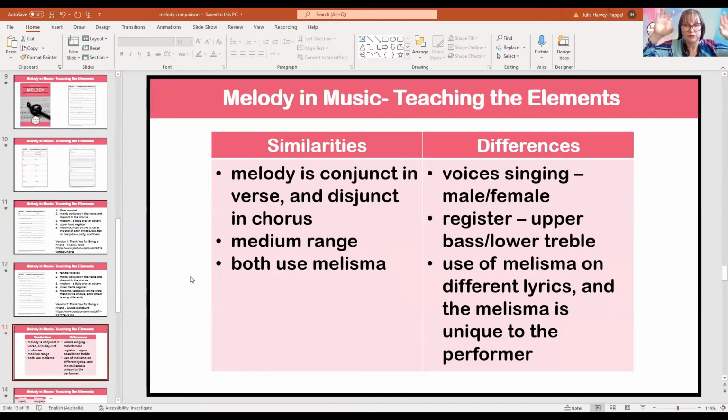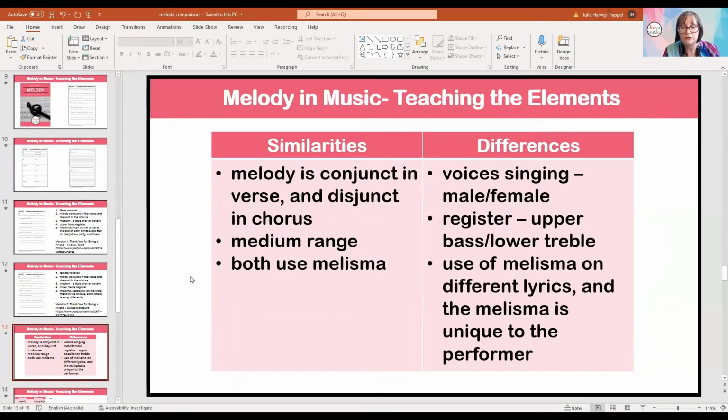Again, I would do the listening separately. Normally I do this on the board, and you just give yourself enough space that you can do this, and then again create a table. What are our similarities? What are our differences? And have that conversation. So the similarities between them: the melody is conjunct in the verse and disjunct in the chorus for both versions. Another similarity is they both have a medium range, and they also both use melisma.